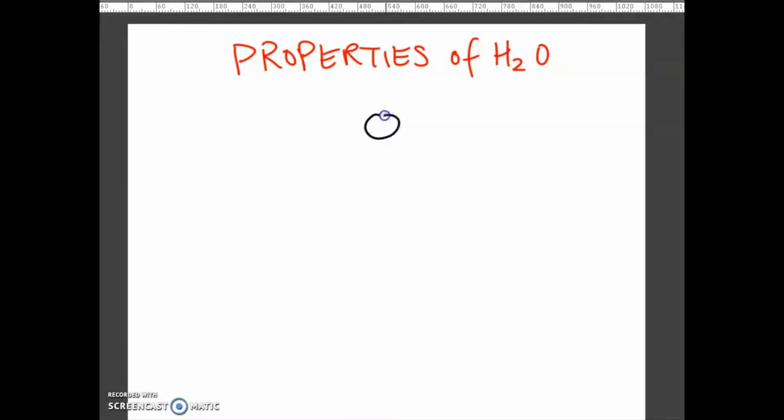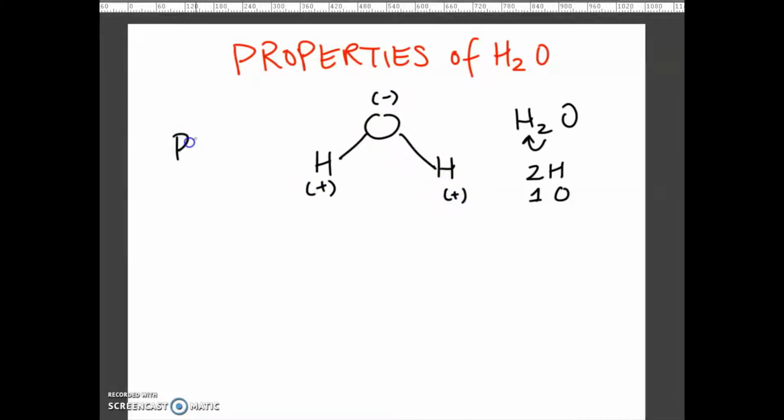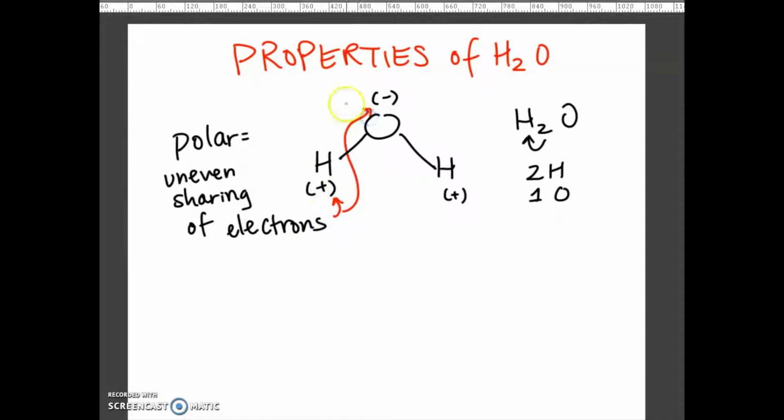So as a reminder from last time, water is H2O. That means you have 2 hydrogens and 1 oxygen. And this is what it looks like. Water is polar, meaning it has uneven sharing of electrons. And that is what gives your water molecules these positive and negative charges right here and also right there.